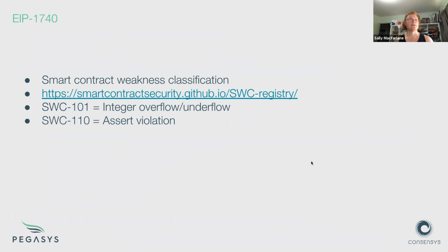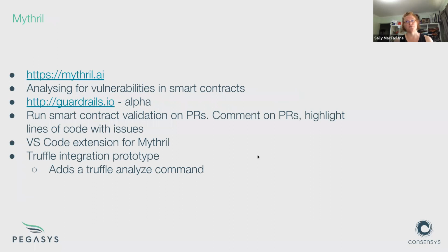So this EIP 1740 is a classification for smart contract weaknesses. And just a couple of examples there with integer overflow and assert violation. But if you go and have a look at that URL, you'll see there's a whole bunch of weaknesses that they've classified. So then things like Mythril can actually give you reports on your smart contract saying you've got these specific weaknesses.